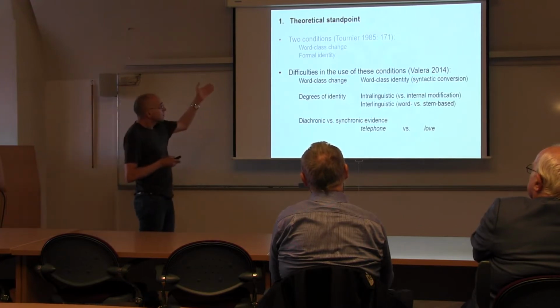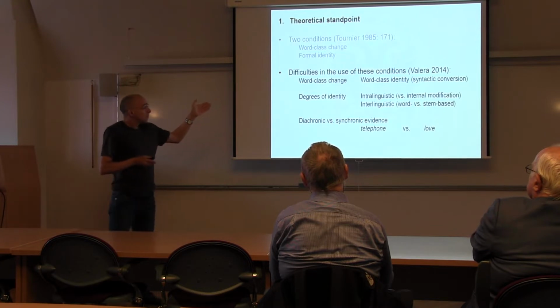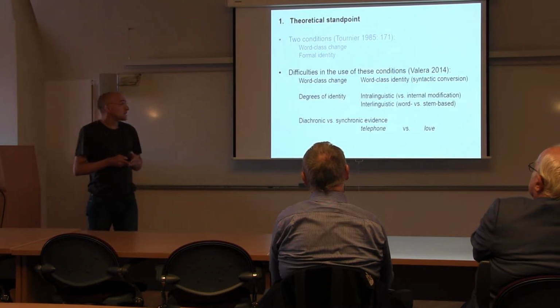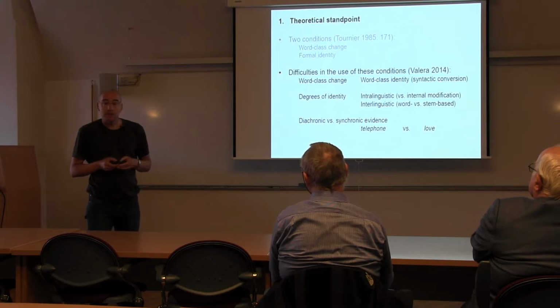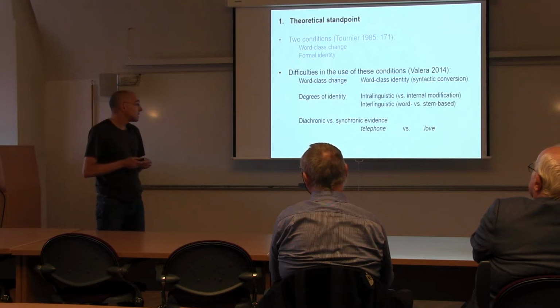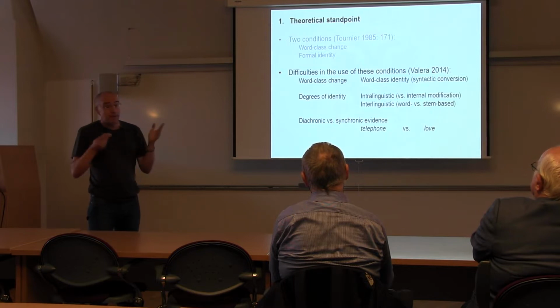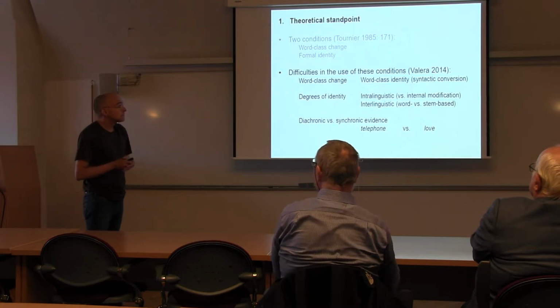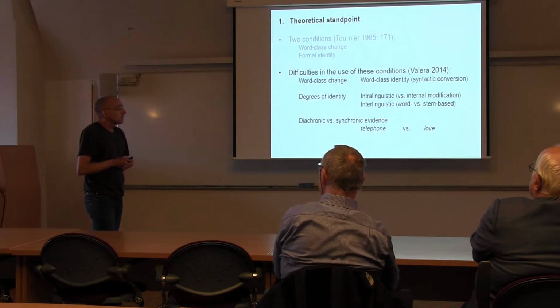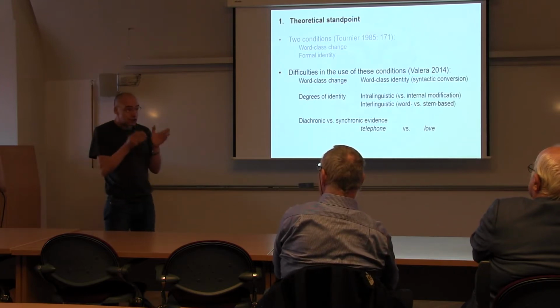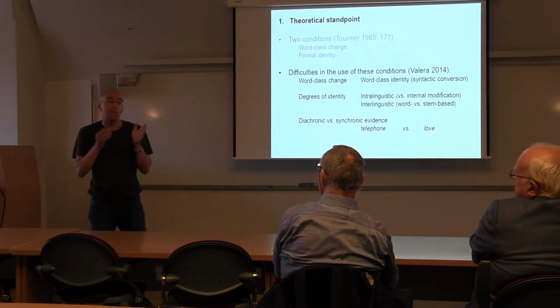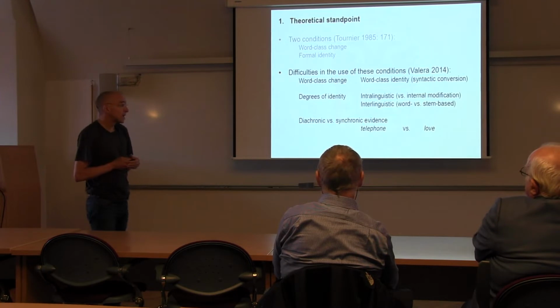In the case of word class change, because the limits between word classes are extremely difficult to decide in some cases. They are blurred. They have many different types of exceptions. They also depend on whether you allow a central membership within the word class and peripheral membership within the word class or not.